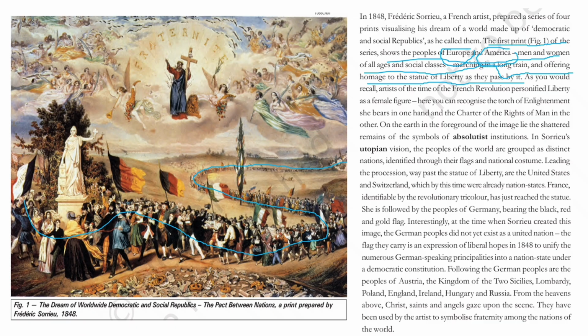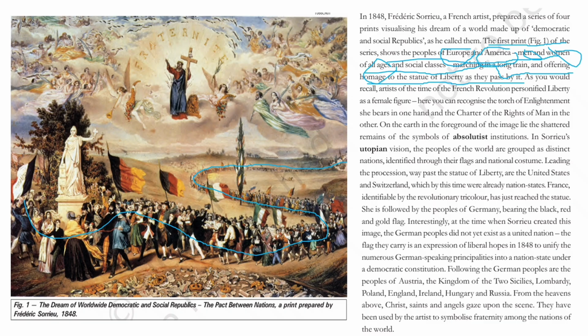And who all are there in this image? There are men, and then there are women also. And these men and women are of all ages. All ages means right from an infant to a small child to an age-old person. All the age group people are included.